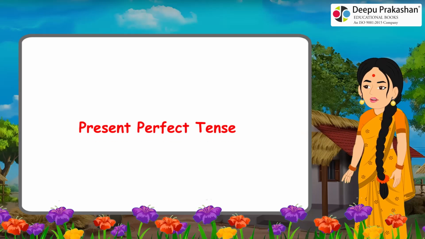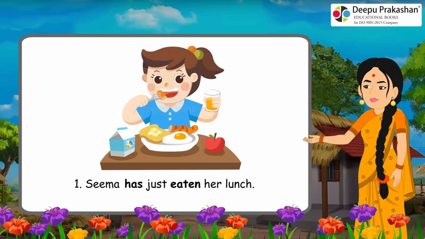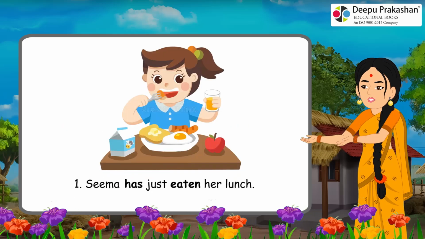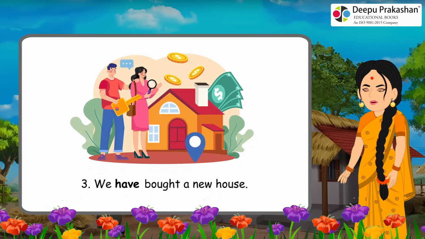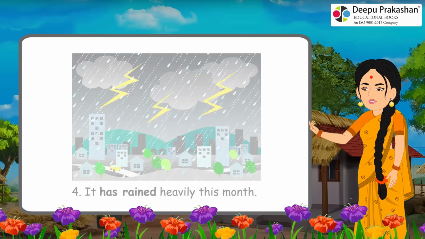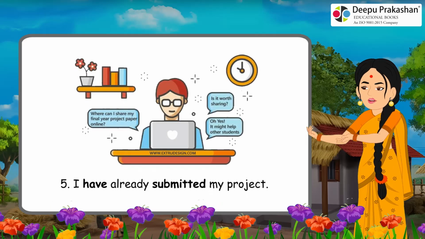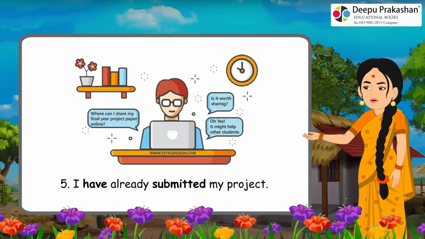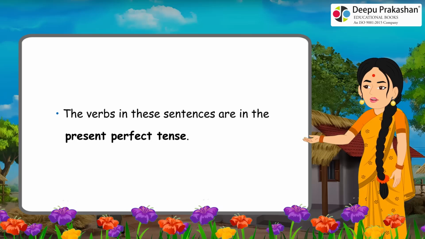Present perfect tense. Read the following sentences. 1. Seema has just eaten her lunch. 2. She has come home. 3. We have bought a new house. 4. It has rained heavily this month. 5. I have already submitted my project. The verbs in these sentences are in the present perfect tense.